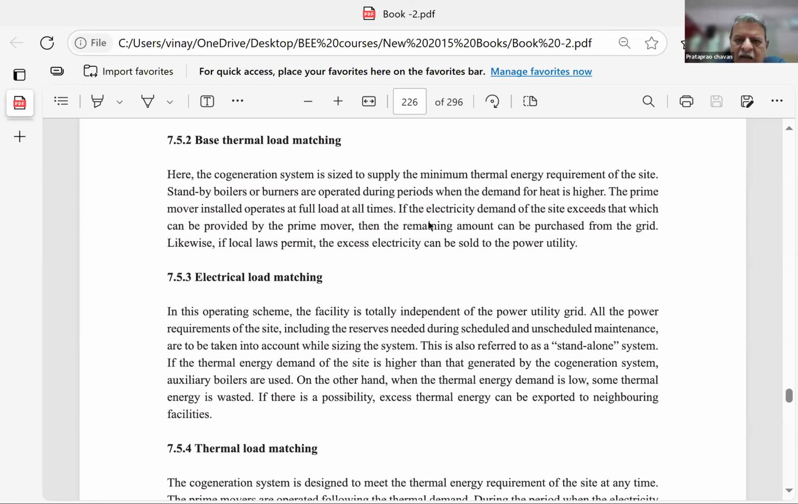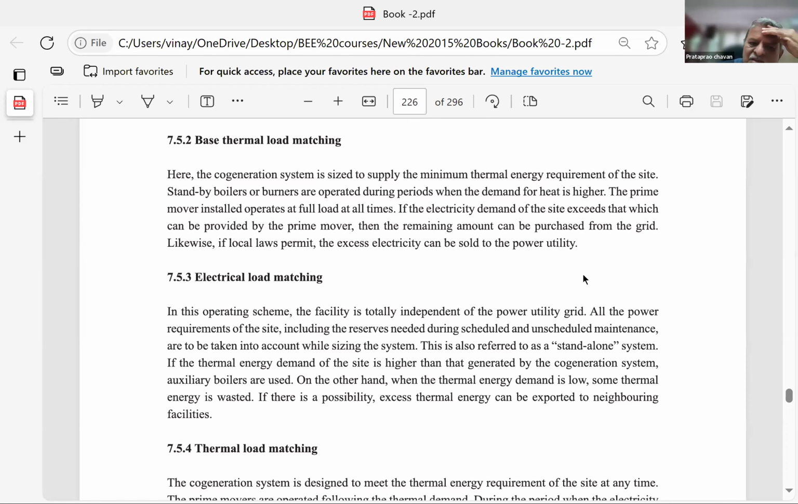When that additional requirement comes, he will fire the boiler and get the heat, or otherwise the boiler will be stopped in cool down condition. This is called thermal load matching. So I am giving him a cogeneration plant with capacity fulfilling either his minimum electrical load requirement or his minimum heat requirement. These are the steps by which you can develop a cogeneration system at optimum cost and give him a viable solution. Then third is electrical load matching and thermal load matching.